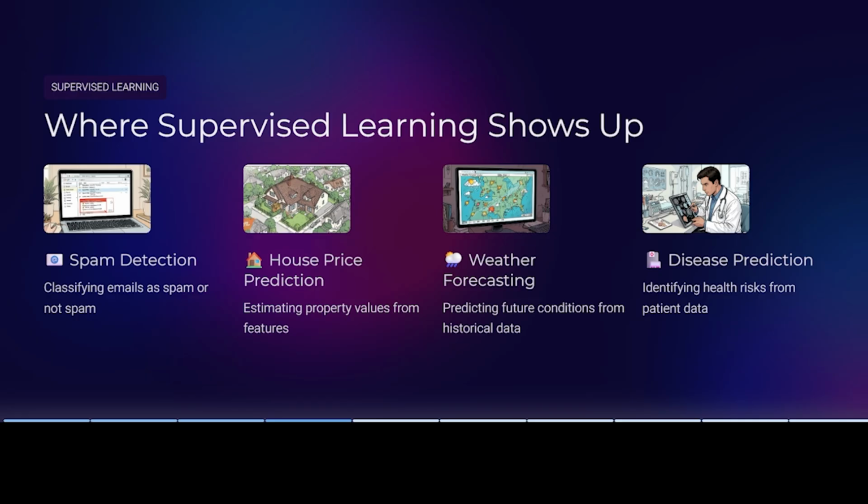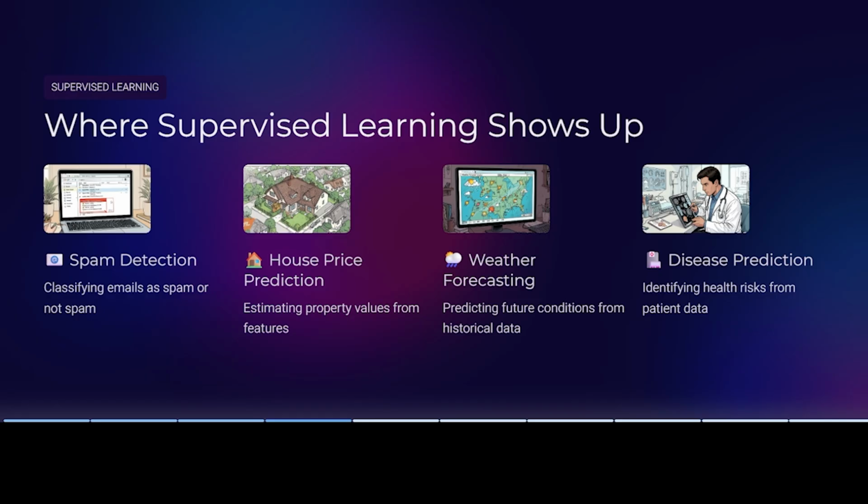That means based on the previous house sales, the model predicts the price of a new house. That's how supervised learning is applied there. Then disease prediction: in hospitals, we use patient records to predict health risk. And then weather forecasting: we already know that weather departments use historical weather data to predict future conditions, right? Yes. So these are all examples used by supervised learning.